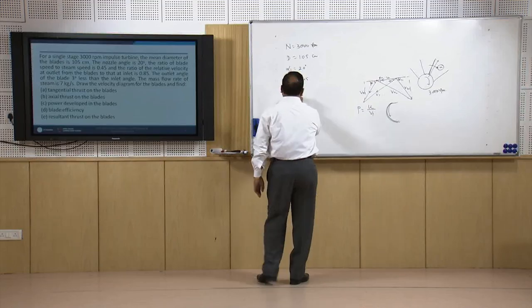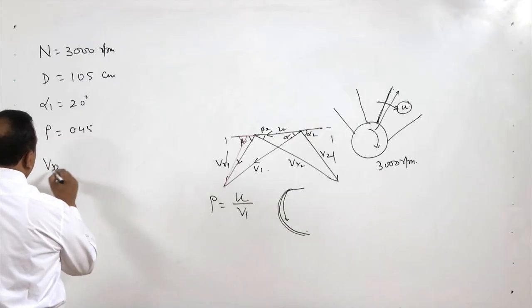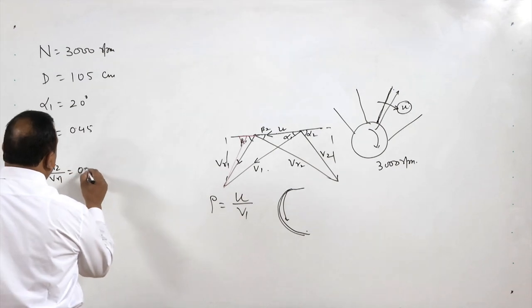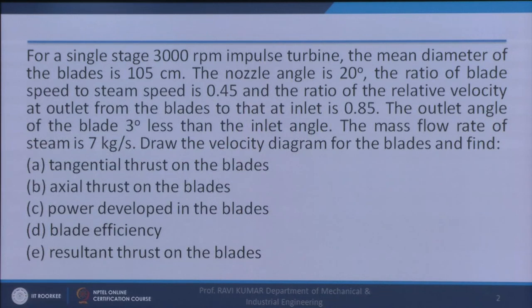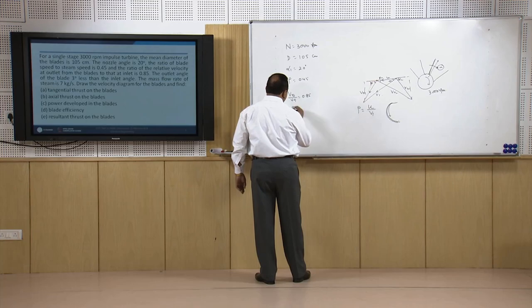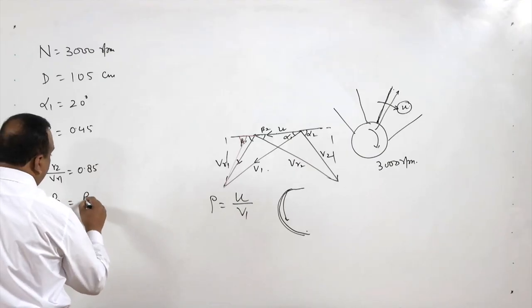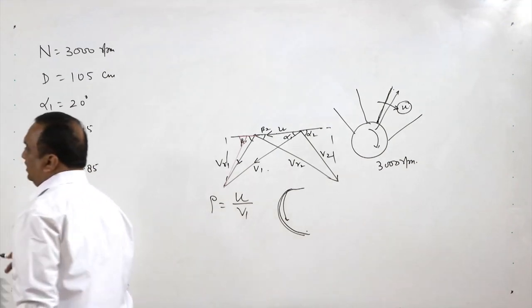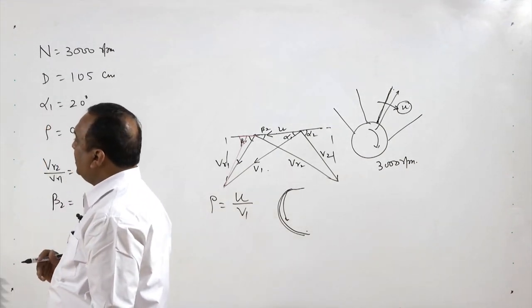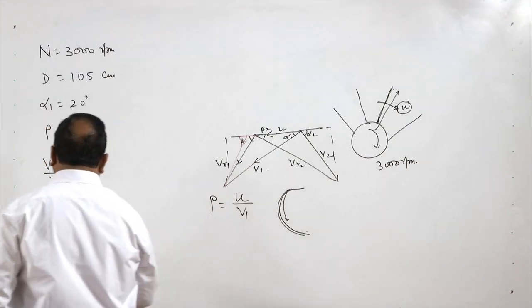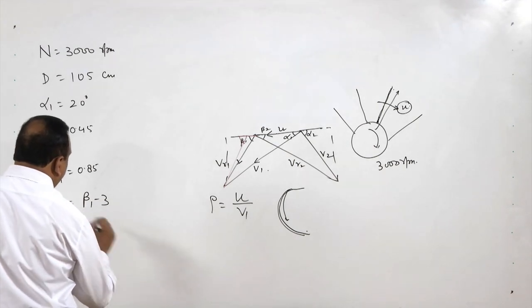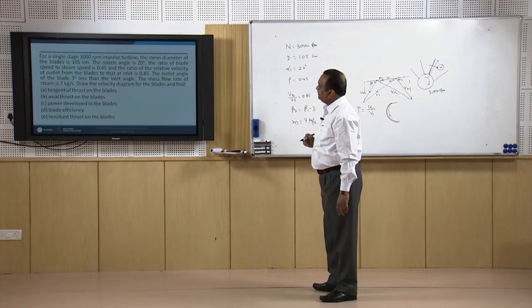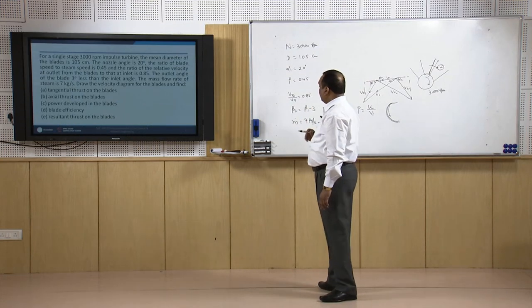And the ratio of the relative velocity at outlet from the blades to the inlet is 0.85. It means vr2 by vr1 is equal to 0.85. The outlet angle of the blade is 3 degree less than the inlet angle, so outlet angle beta 2 is equal to beta 1 minus 3. The mass flow rate of steam is 7 kg per second. Draw the velocity diagram for the blade and find.